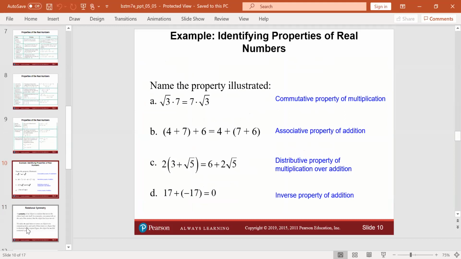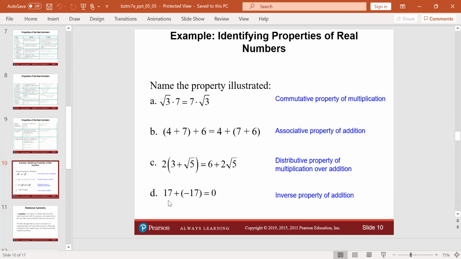So we can play around with some of these. We can name the properties. If you switch the order of multiplication, so square root of 3 times 7 is equal to 7 times the square root of 3, all you did was change the order of them, so you were dealing with the commutative property of multiplication. You can see there's a couple other things. The distributive property here, we distributed the 2, so it became 2 times 3 plus 2 times the square root of 5. 2 times 3, of course, is 6. 2 times the square root of 5, though, isn't anything slick. It's just 2 square roots of 5.